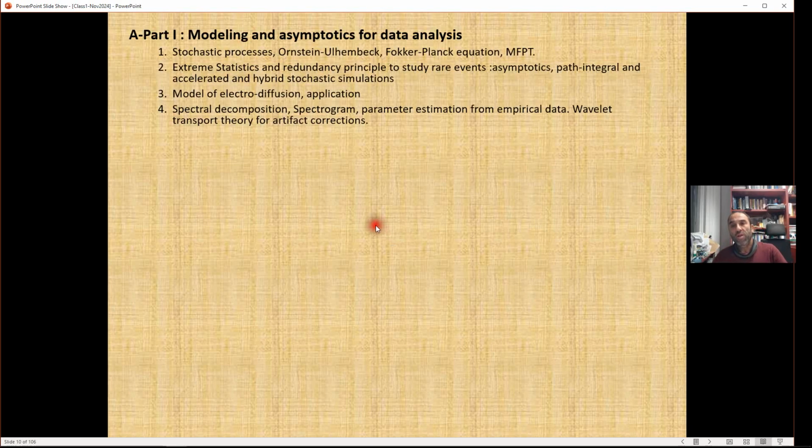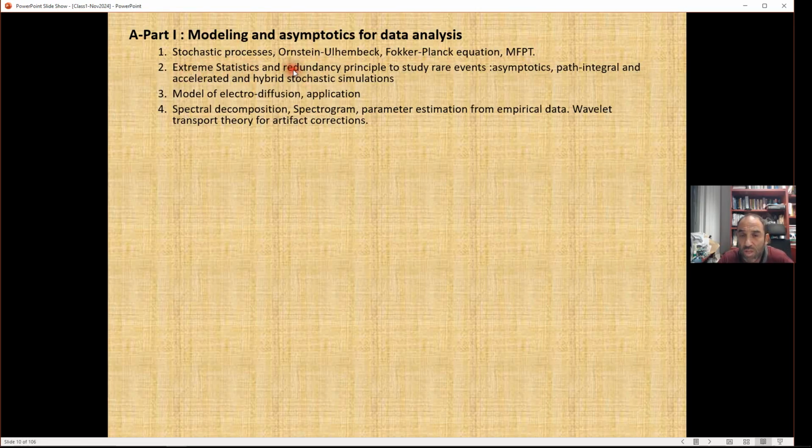Okay, so now let me describe the class. The first part of the class, part 1, will be associated with theory, and we'll discuss modeling and asymptotics for data analysis. I'll start with reminding what stochastic processes are. This should be background: Ornstein-Uhlenbeck processes, and the Fokker-Planck equation, which is basically the probability density function for the stochastic processes. We will also discuss MFPT, the mean first passage time, which is the time for a process to reach a certain region of the space when it starts somewhere else.